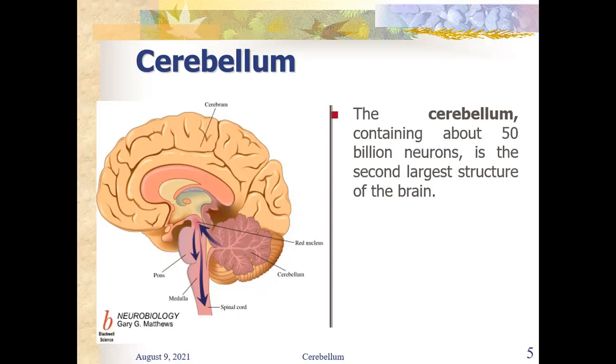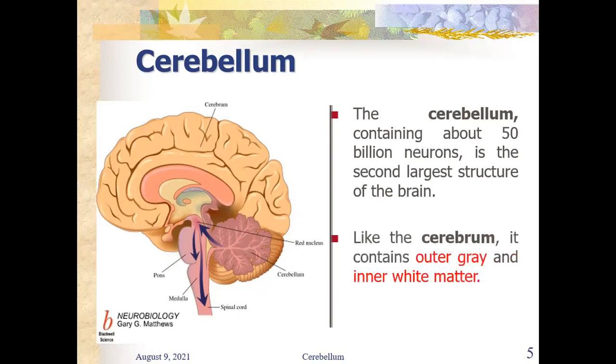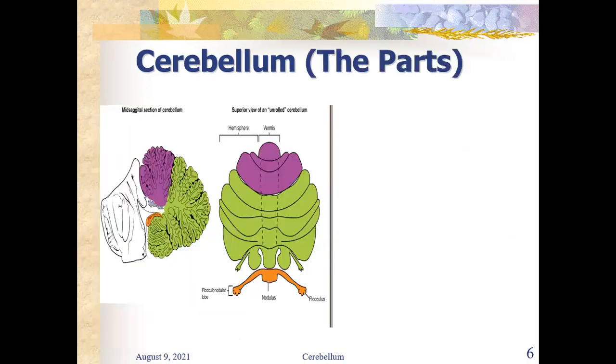The cerebellum contains about 50 billion neurons and is the second largest structure of the brain. Like the cerebrum, the distribution of the gray and the white matter in the cerebellum is the same. Remember, the cerebrum contains the outer gray matter and the inner white matter. The same distribution is seen in the cerebellum.